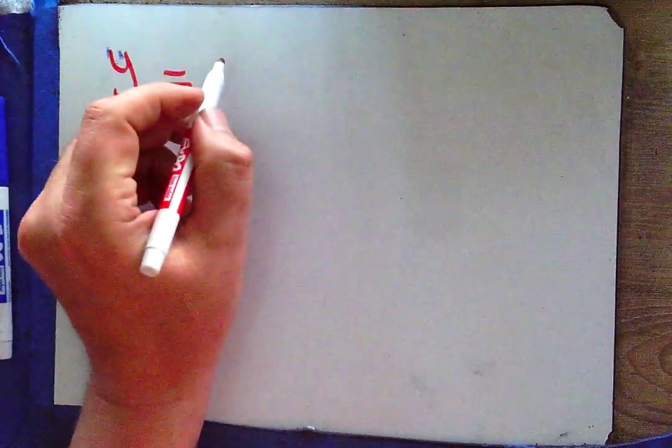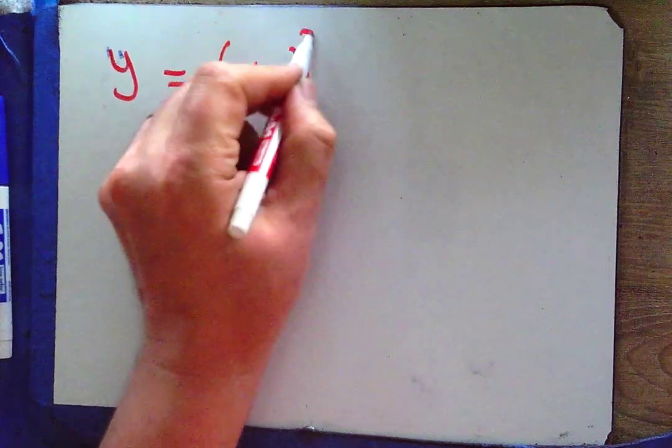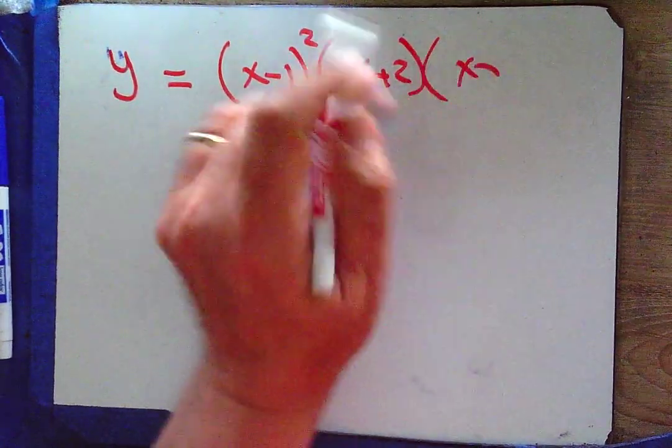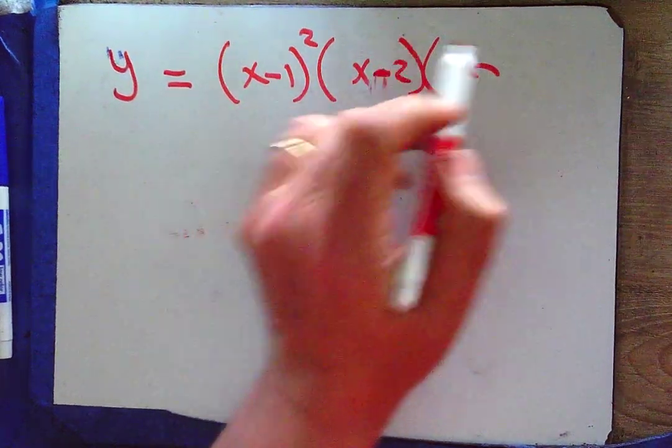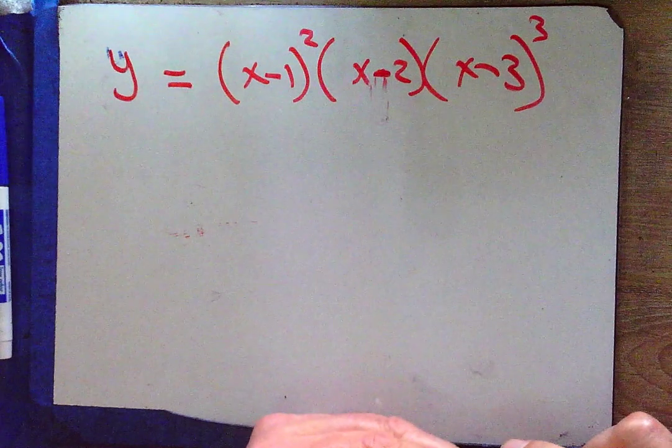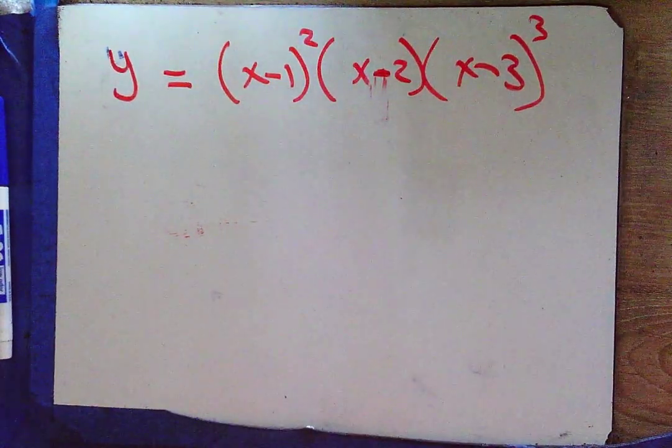So try this one. y equals (x minus 1) squared, (x plus 2), (x minus 2), just to be consistent, and (x minus 3) to the third. Graph this polynomial.